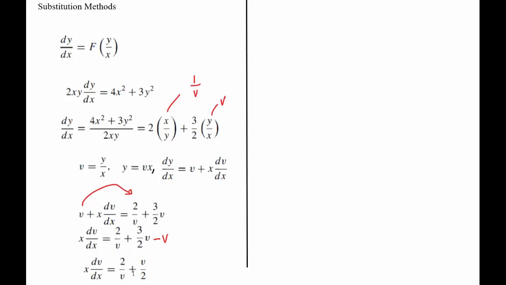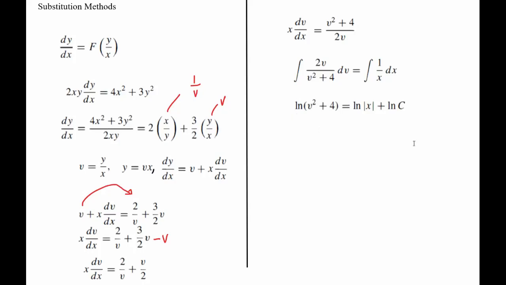Now to separate them, it's better to combine this fraction of 2 over v plus v over 2. Let's do that. There, and now we just separate them, which is very easy to do, and you can see here they're both separated. Just bring the v to the left side, x and dx go to the other side, and we end up with a simple integration to do, and that can easily be solved.